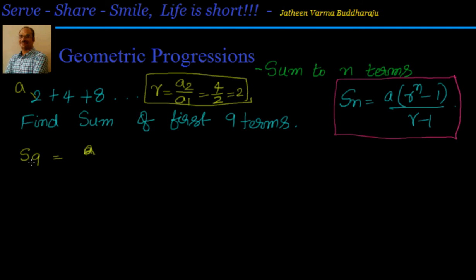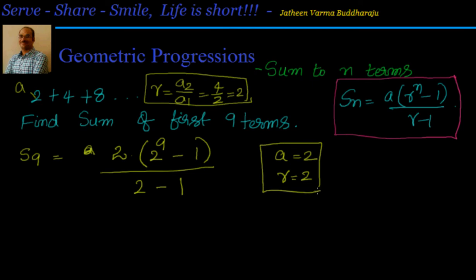So I can write S9 equal to 2 into r to the power of n, that is 2 to the power of 9, minus 1, by r minus 1, that is 2 minus 1. Here a equal to 2, r equal to 2. We are leveraging this and writing Sn equal to 2 into 2 to the power of n minus 1 divided by 2 minus 1. Now if you simplify this, 2 minus 1 is 1. So can I say 2 by 1 into 2 to the power 9 minus 1.